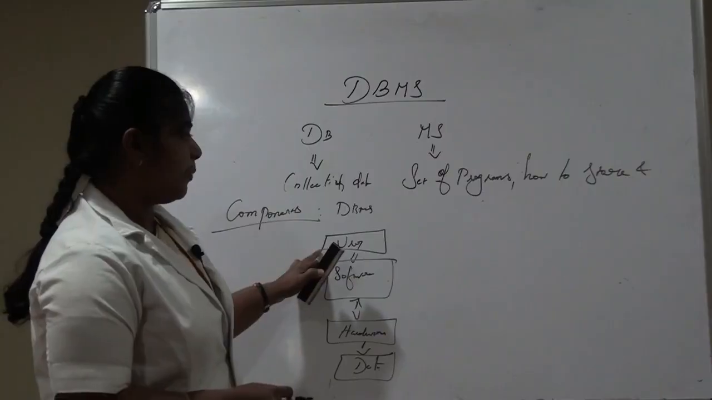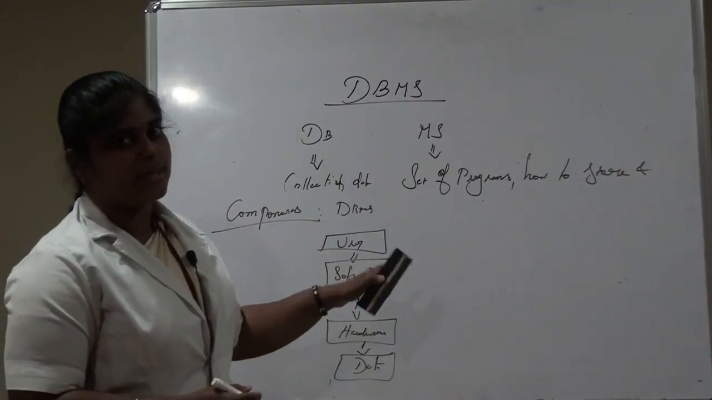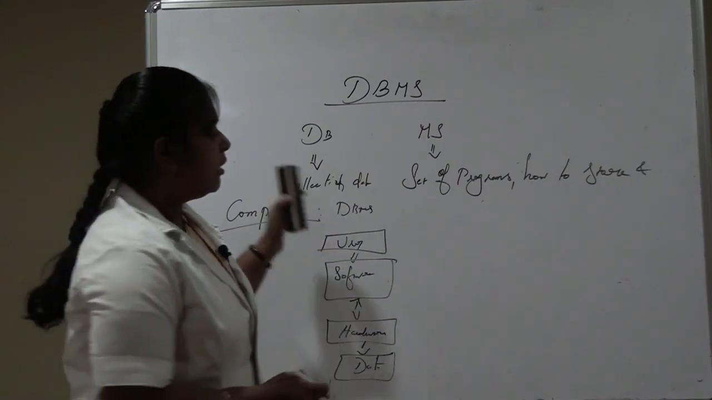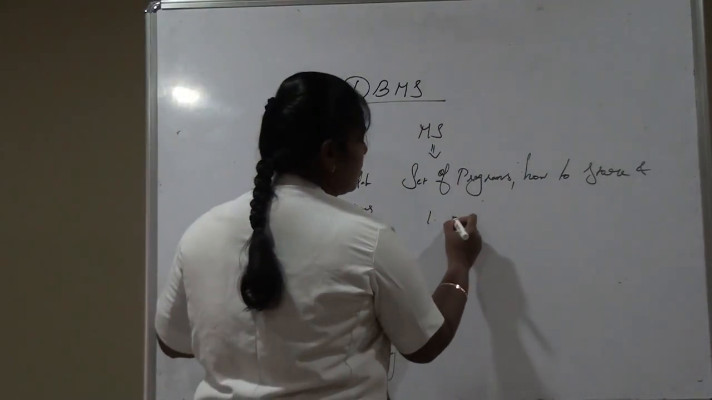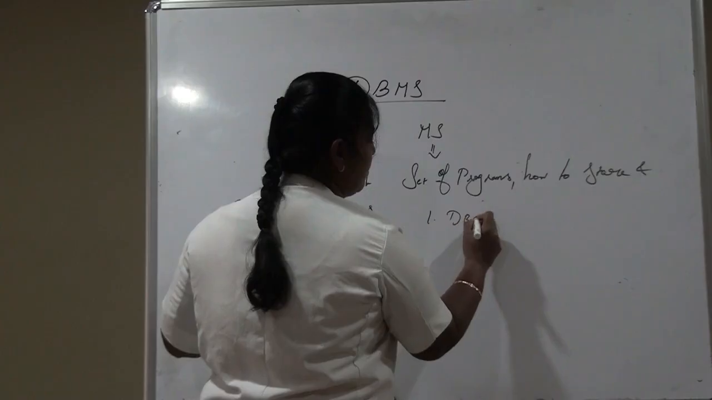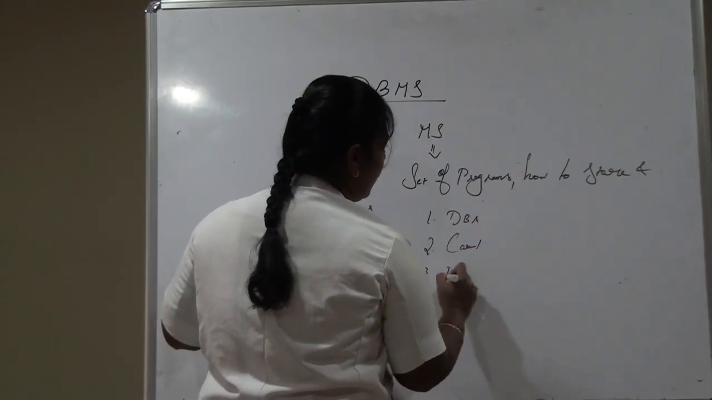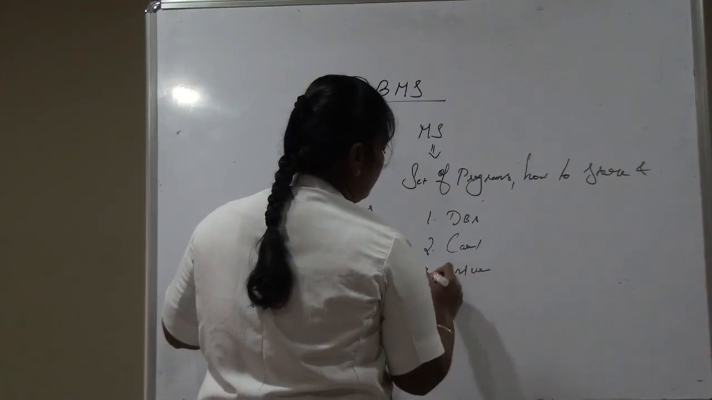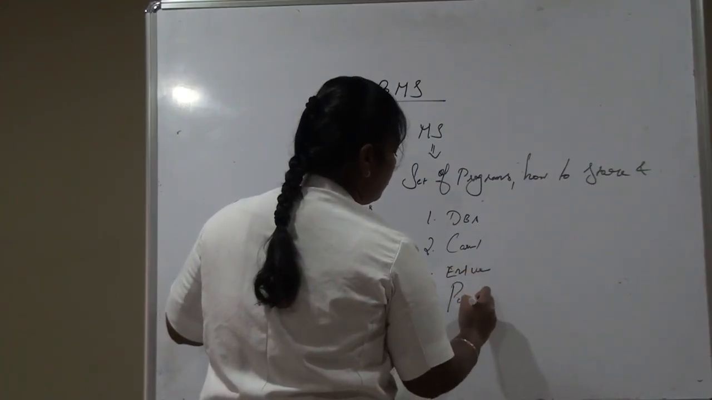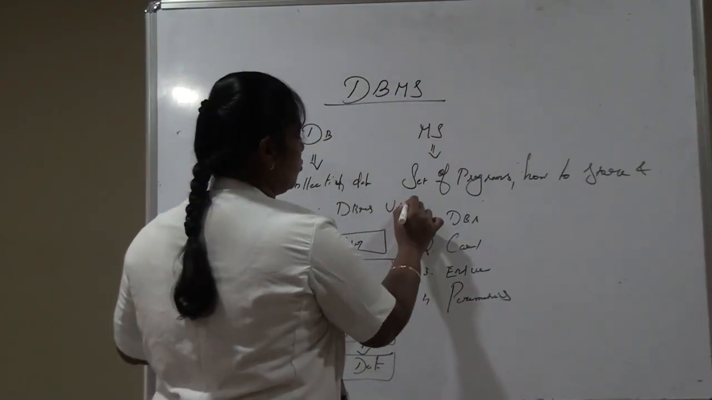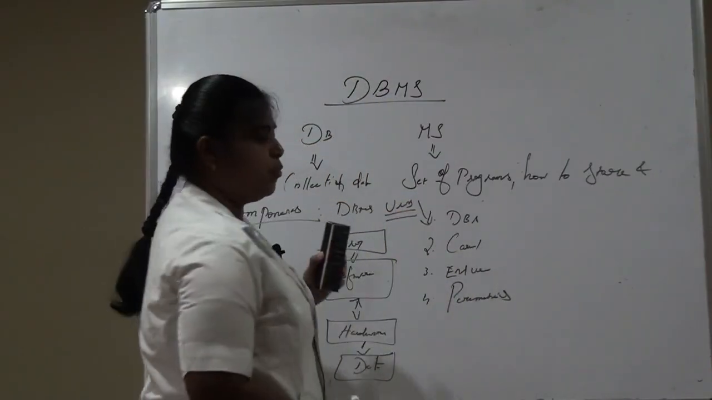Here users represent sophisticated users, casual users, parametric users, DB administrators. These are the corresponding types of users possible. The database administrator is one kind of user, then casual user, then end user, then parametric user. These are the variety of users we have to follow. These are the types of users.